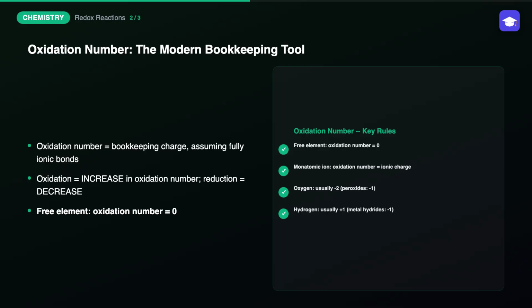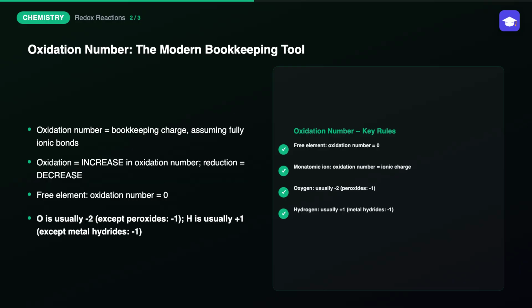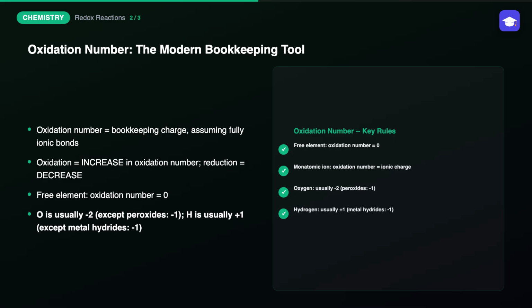The oxidation number of any free element is always 0. The oxidation number of a simple monatomic ion equals its actual ionic charge. Oxygen is normally -2 except in peroxides where it's -1, and hydrogen is normally +1 except in metal hydrides where it's -1.